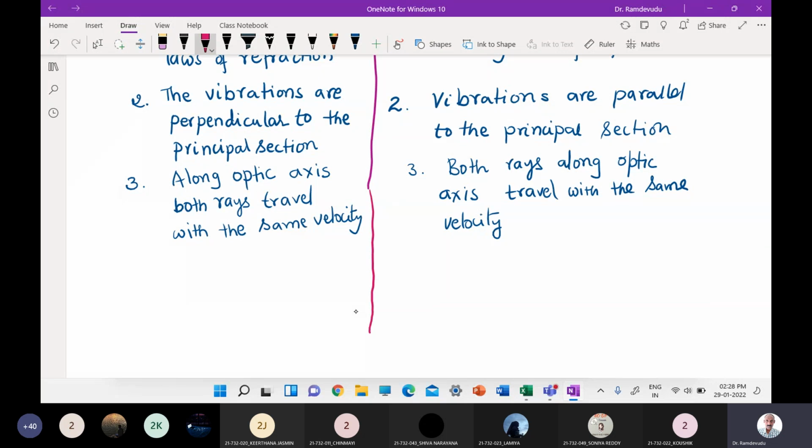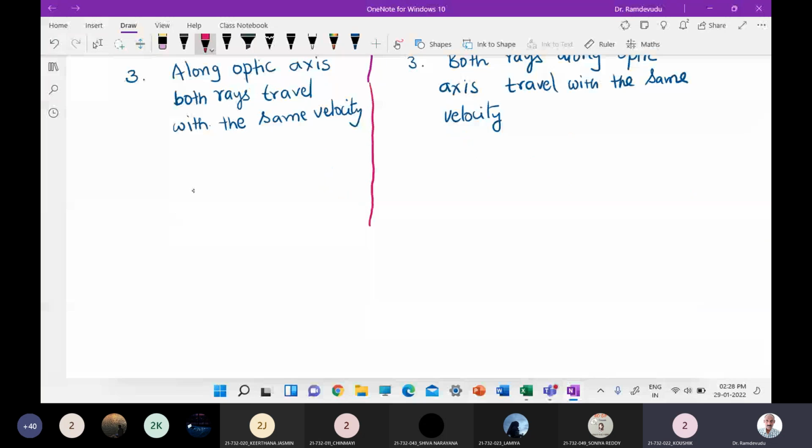So what are the other important differences? The other important differences: you know that these crystals are again divided into two classes, positive crystals and negative crystals. Therefore, we will also see what is a positive crystal and what is a negative crystal soon.